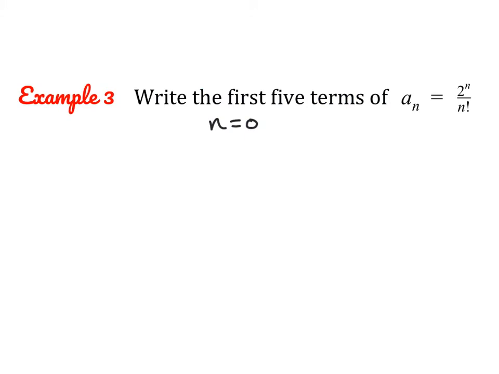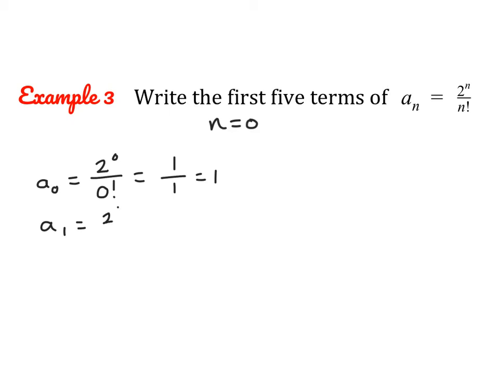So let's try writing the first 5 terms of this sequence, which does have a factorial, and we're going to start with the term with n equals 0. So let's find a sub 0. We have 2 to the power of 0 over 0 factorial. 2 to the power of 0, remember, is 1. 0 factorial is 1, so it's 1. So those are two special cases that you have to know how to manage.